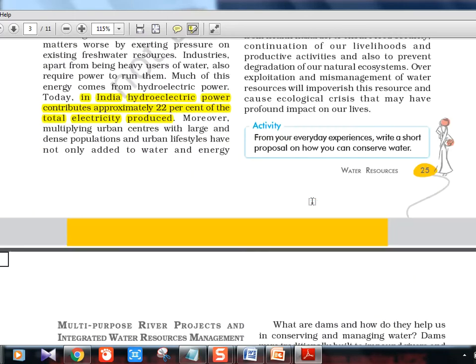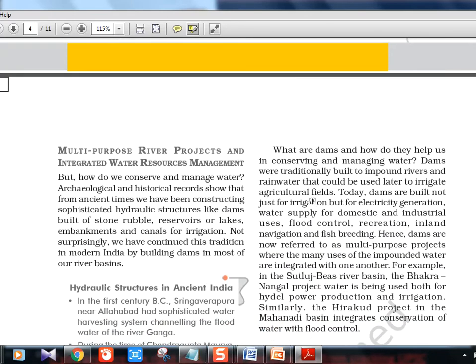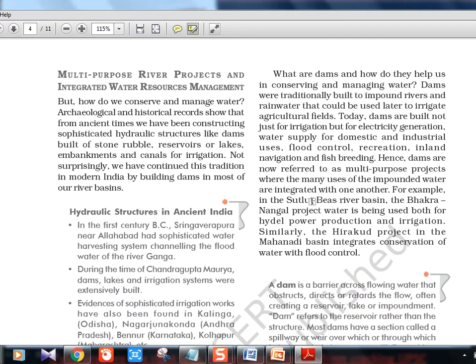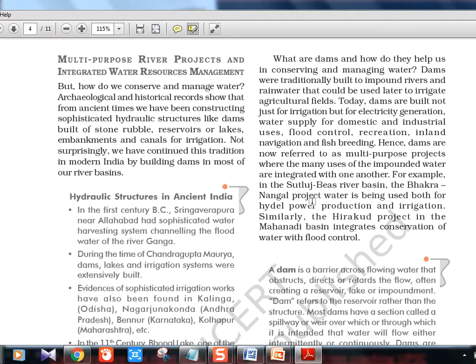Only one important topic is there in this chapter. This one we'll cover: multi-purpose river projects and integrated water resource management. The dams and all those things are causing stress on the environment. Archaeological and historical records show that from ancient times we have been constructing sophisticated hydraulic structures like dams. Even in the Bahubali movies you would have seen a lot of such things: stone rubble reservoirs or lakes, embankments and canals for irrigation.